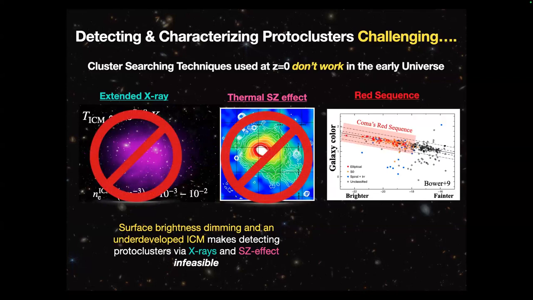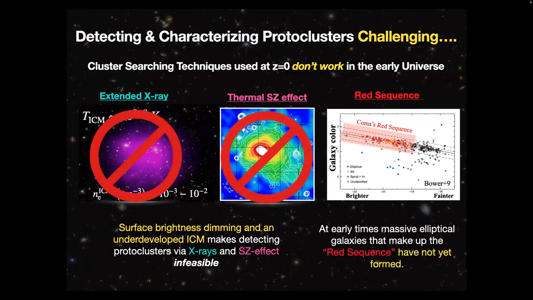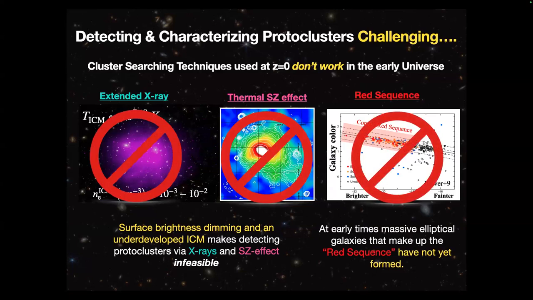Also, red sequence doesn't work at high redshift because at early times, massive ellipticals that make up the red sequence haven't formed yet. They're not red. So that doesn't work. So basically, redshift 0 cluster selection doesn't work for protoclusters. So what people tend to do is they find overdensities of galaxies, but different papers are selecting galaxy samples in very different ways to find protoclusters.